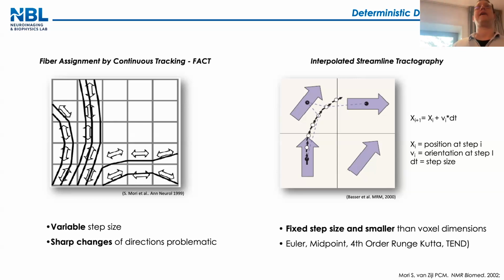So basically, it has a sort of inertia. If you reach a voxel with low anisotropy or uncertainty, it would just go on and hope for the better and continue. It was a way to solve crossing, but that was one of the first approaches.